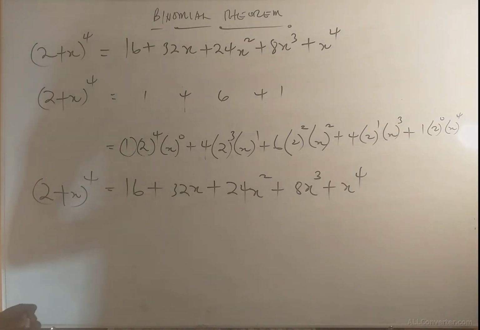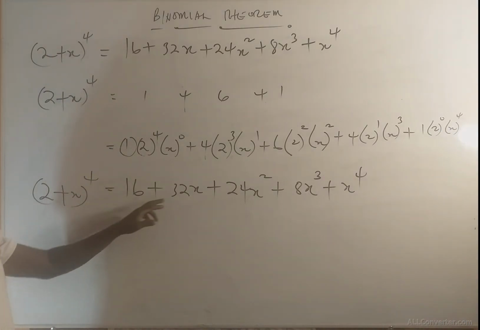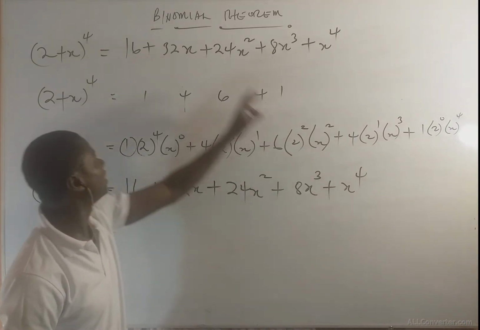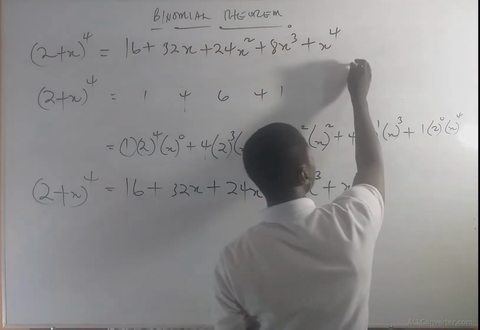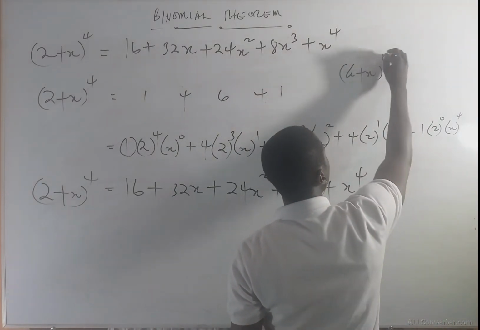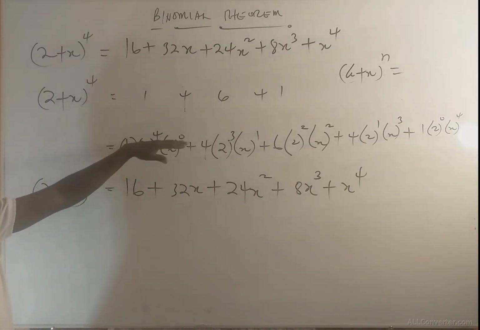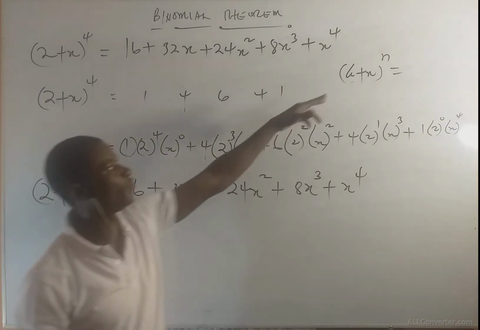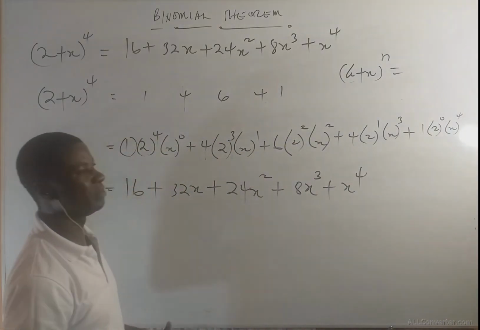So when you compare this and this, realize that we have the same thing. So you have 16 + 32x + 24x^2 + 8x^3 + x^4, and that is what we had when we used the binomial expansion. When we use the (a + x)^n formula, this is the same thing. So when you are using the Pascal approach, the constant coefficients, this is how you solve it. But if you are trying to use the formula, you can take the video back and compare. You will get the same answer.